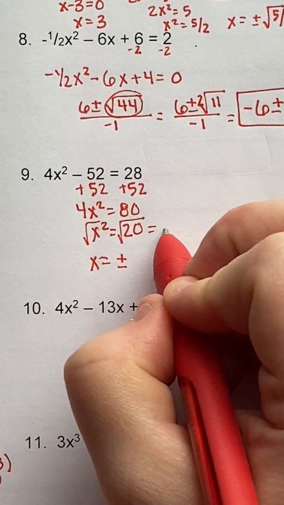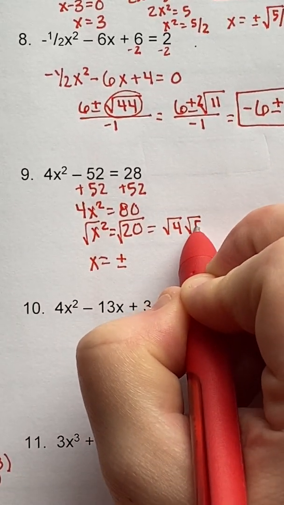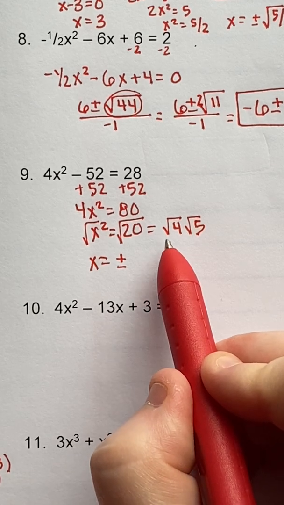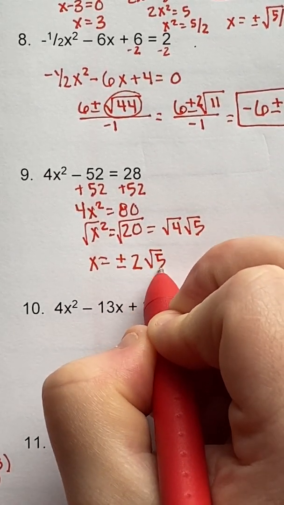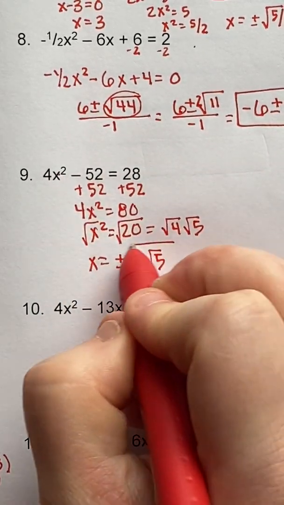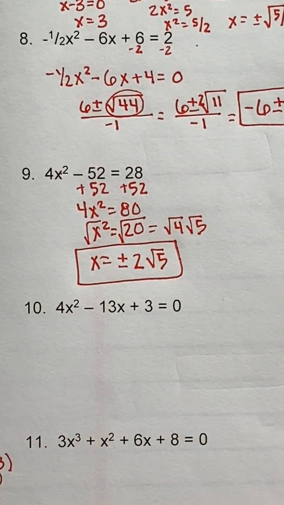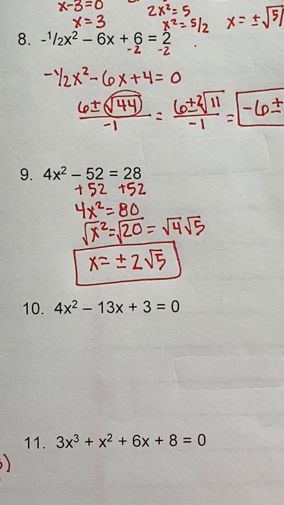Now I got to break down 20. 20 is 4 times 5. So look at it like this. The square root of 4 gives me 2 on the square root of 5. So this is plus or minus 2 on the square root of 5. And I got 2 solutions out, and that's exactly what I needed. So there's number 9. All right, next one.